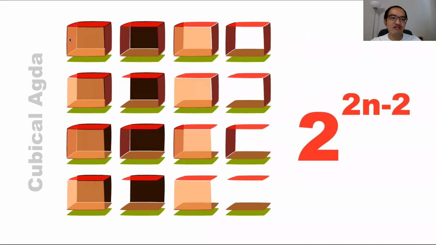If it's the 3-dimensional case, then you have 16, because you can choose to omit whatever faces you have, from 0 to 1. And if you think about it a little bit, you can easily derive the formula: 2 to the 2n minus 2, where n is the number of dimensions you have.